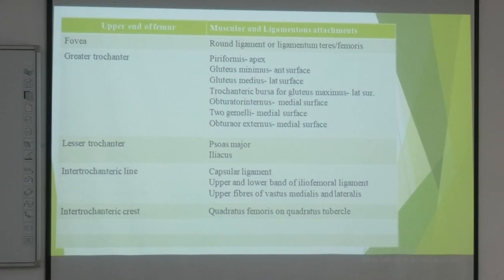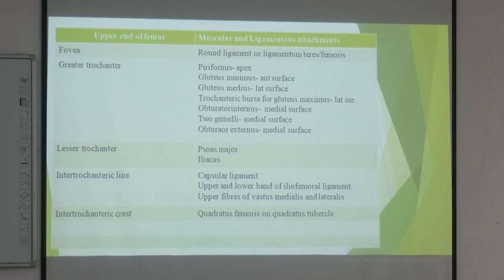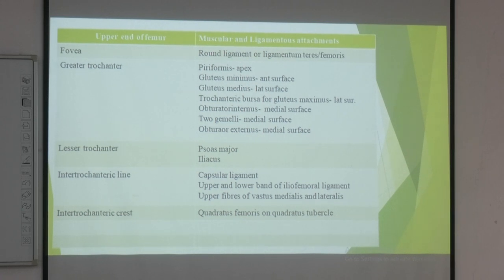First we talk about the fovea. So what is the fovea? Fovea is on the head. It is that gap, the pit. Attached there is a ligament, and we have to know the name of the ligament. The name of the ligament is round ligament of femur, also known as ligamentum teres femoris. You have to remember this name: ligamentum teres femoris, also known as round ligament of femur.